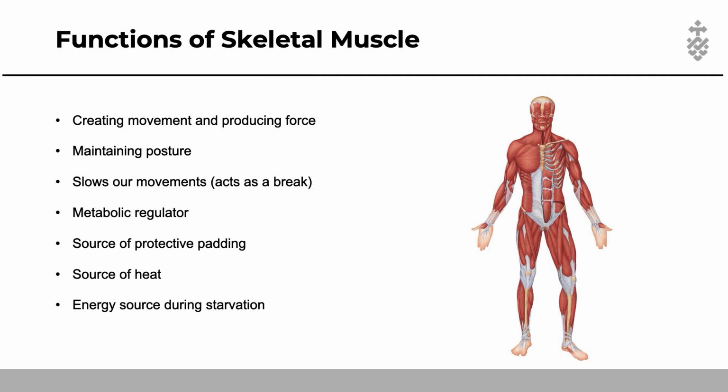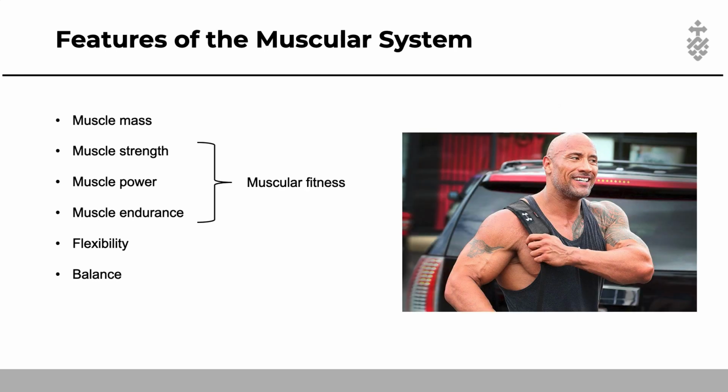So it's important to understand that skeletal muscle has many, many functions, and its importance in the body is more than just creating movement and producing force. Over the next part of this lecture, we're going to look at some of the key features of the muscular system: muscle mass, strength, power, muscle endurance, and we're also going to quickly talk about flexibility and balance as well. Those three, the strength, power, and endurance, collectively, can be termed muscular fitness.